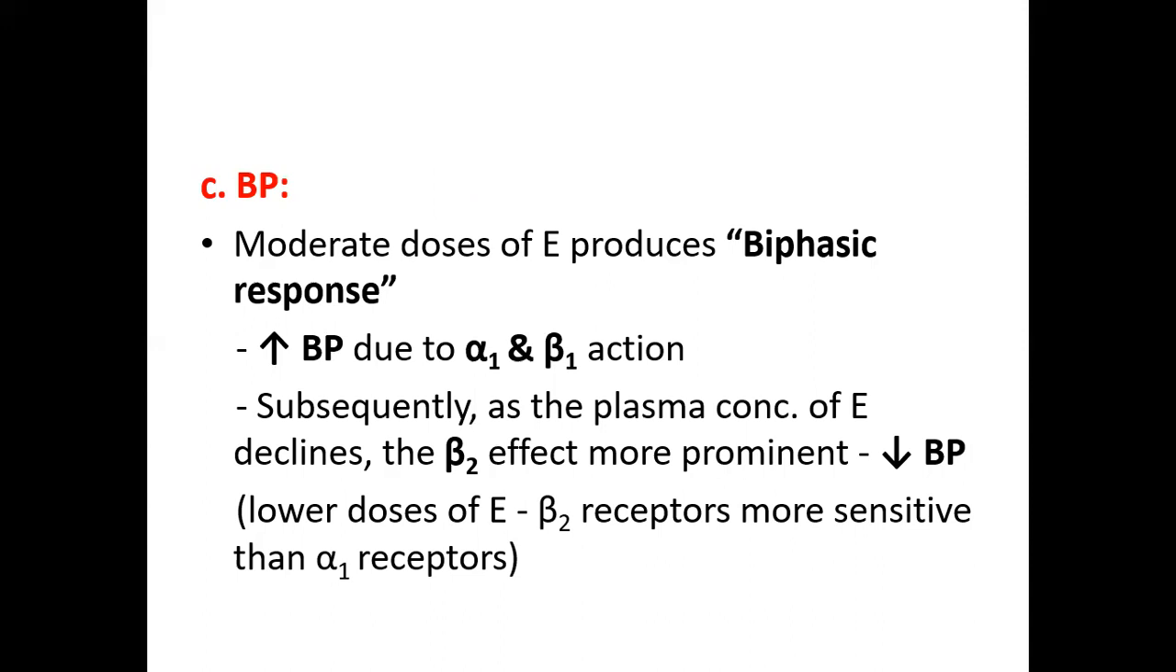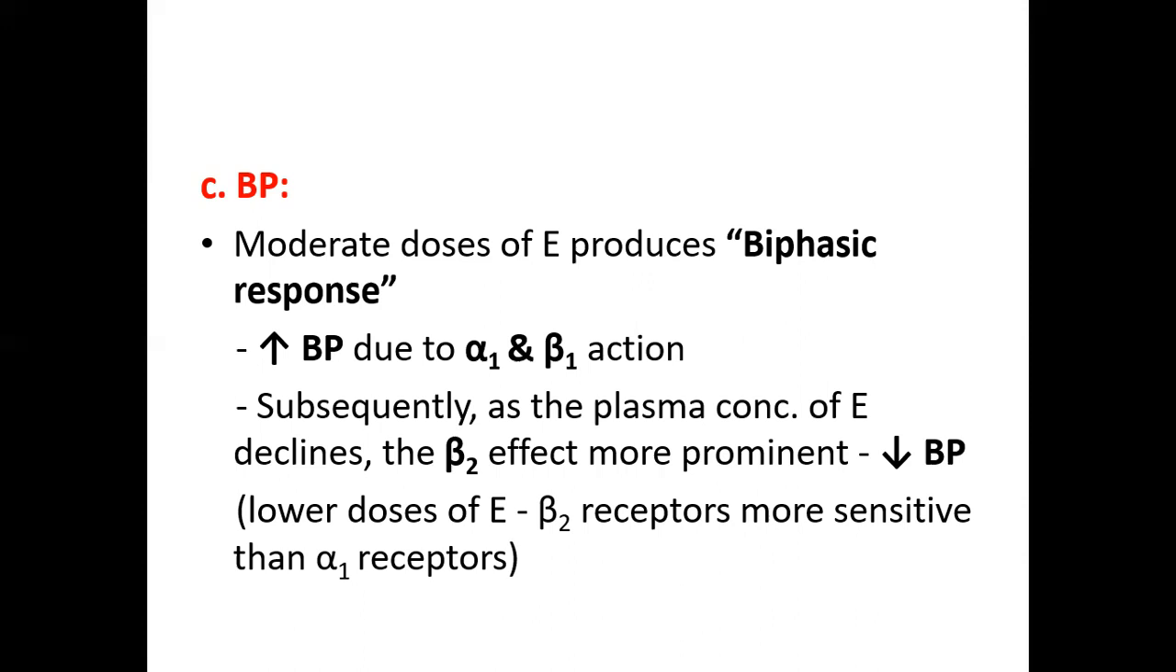On the BP, moderate doses produce a biphasic response. We will learn about this biphasic response in the coming slides. Whenever you give epinephrine or adrenaline in moderate doses, it produces a biphasic response. Initially there is increased blood pressure, more of systolic blood pressure than diastolic blood pressure, due to action on alpha 1 as well as beta 1.